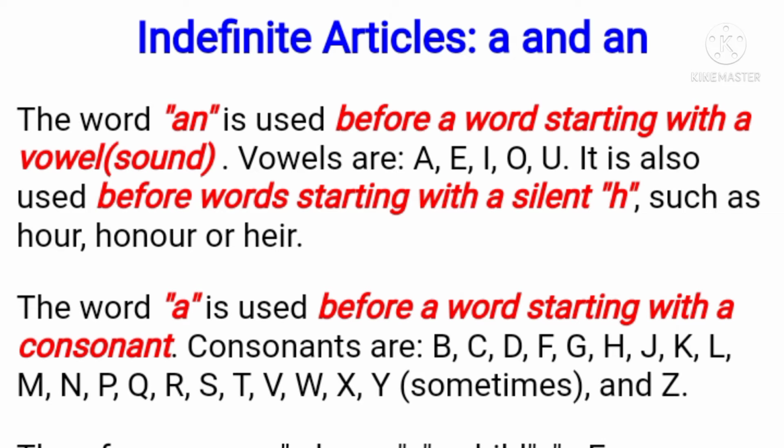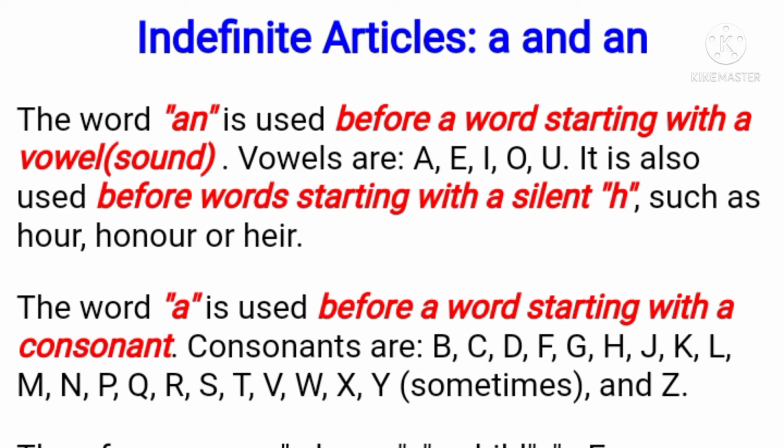In the same way, a European. Why? Because E is there, but this word gives us a consonant sound, so it's better to write a European. Further, university: U is a vowel letter, but the word university gives us a consonant sound, so we should write a university. It's the proper way to write a university.